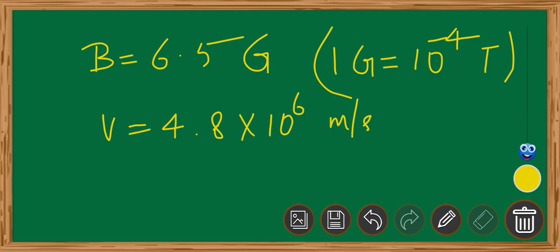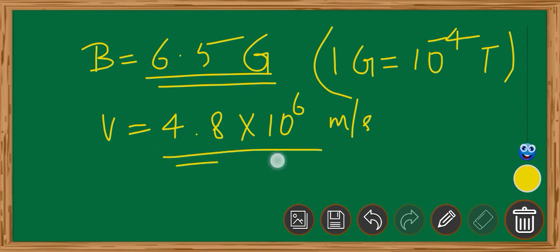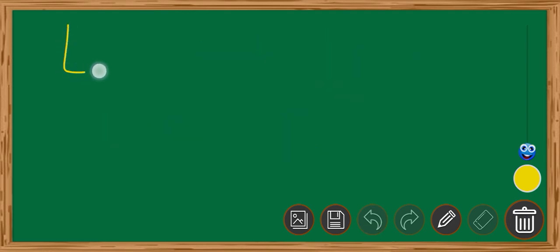Okay, so what's the problem? In a chamber containing uniform magnetic field of 6.5 Gauss, an electron is shot with a speed of 4.8 into 10 raised to 6 meter per second, normal to the field. And we are asked to explain why the path of the electron is a circle, and to find the radius of the circular path also. Okay, so it's a question based on Lorentz force.